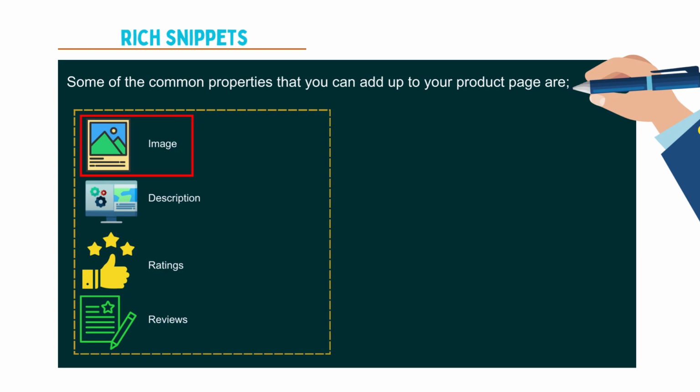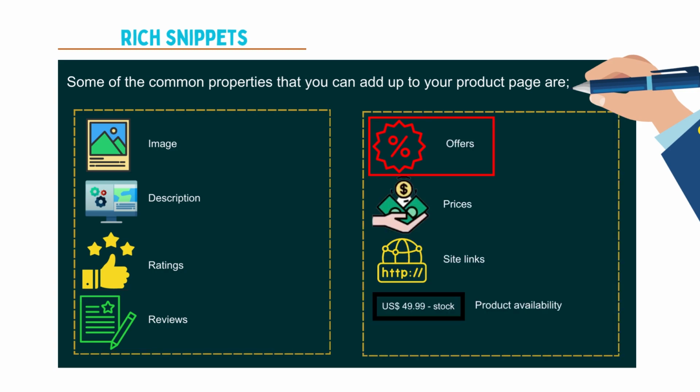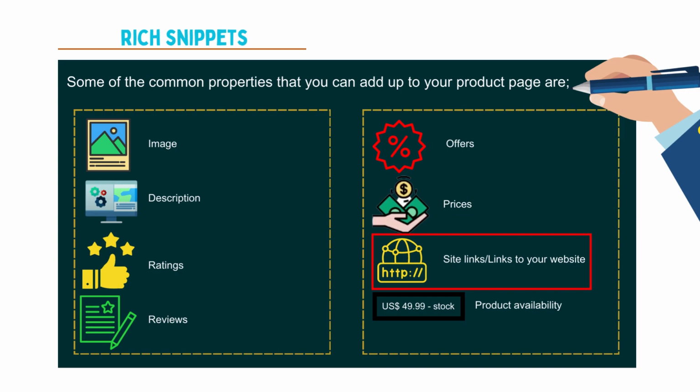If you have product pages, there are several common properties you can add to enhance the rich snippet. The page itself can be represented by an image, and you can further include a description, ratings, and reviews. These attributes are among the most commonly added to enrich the snippet. When Google detects this information, it will be included in search results. Additionally, you can convey other details like offers, prices, site links, links to your website, and product availability to Google as well. When Google comprehends the information you provide through structured data, it incorporates it into the search results.